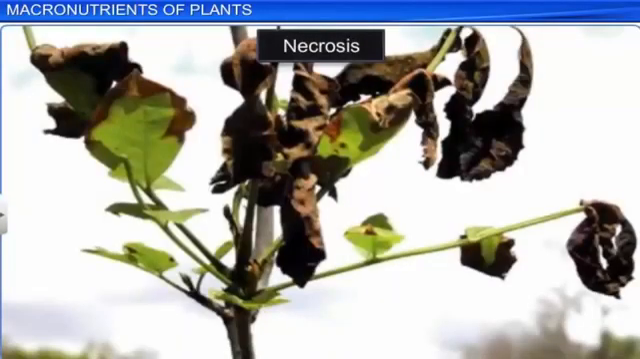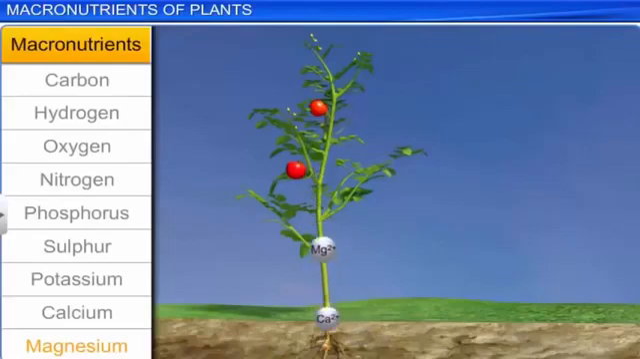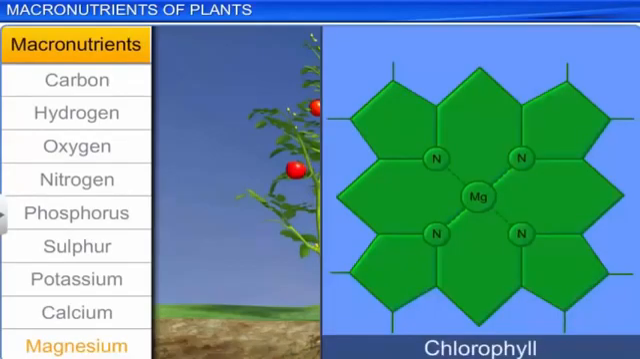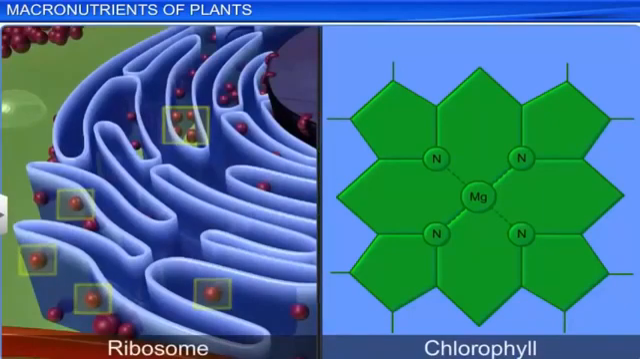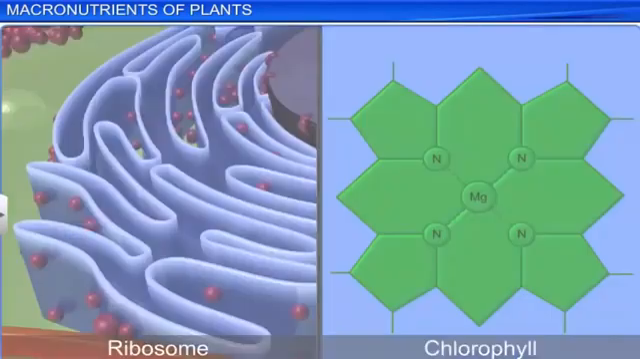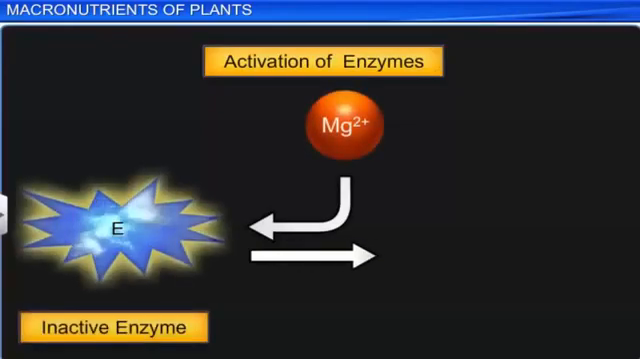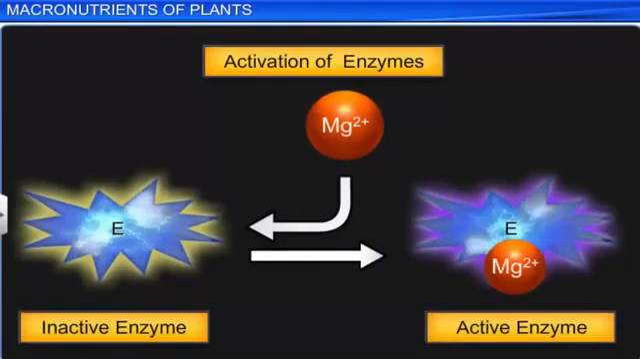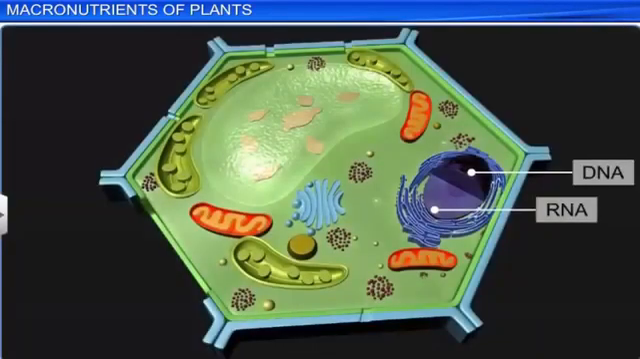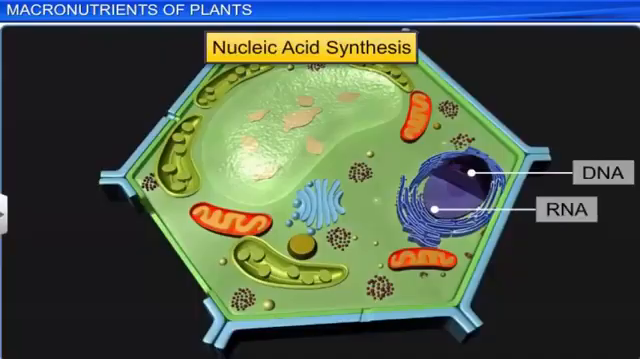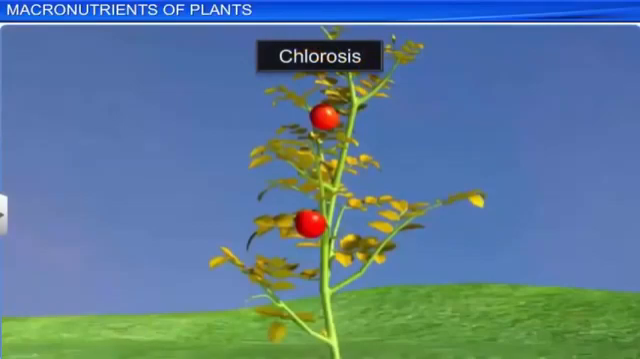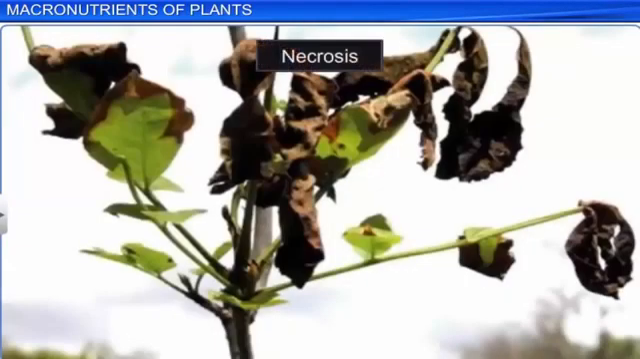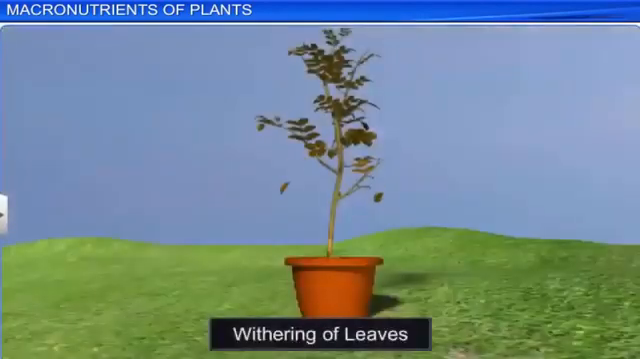and necrosis. Magnesium is absorbed as exchangeable cation in the soil. It is a constituent of chlorophyll in leaves. Magnesium maintains the ribosome structure and activates the enzymes of respiration and photosynthesis. It is also involved in the synthesis of nucleic acids. The deficiency of magnesium leads to symptoms like chlorosis and necrosis. This leads to withering of leaves.